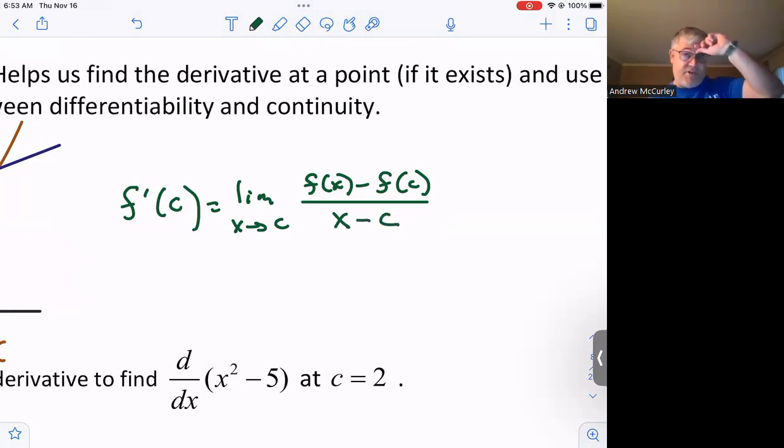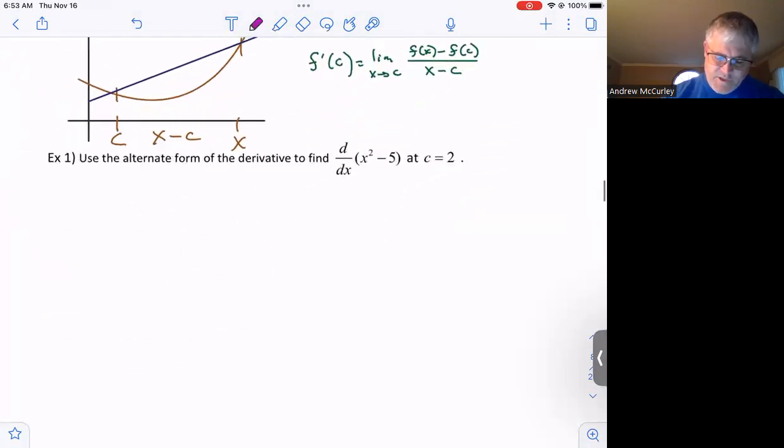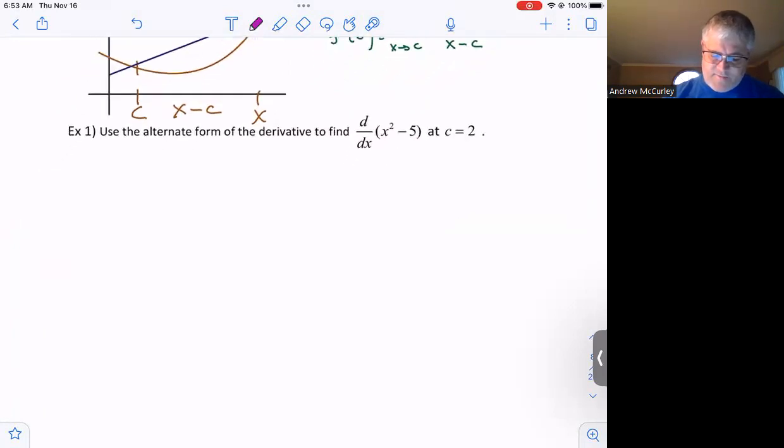So this is going to make us use some of our limit skills that we used last chapter. Let's go ahead and do an example. Use the alternate form of the derivative to find the derivative of 2x squared minus 5. Big distinction here, at c equals 2. Really at x equals 2.